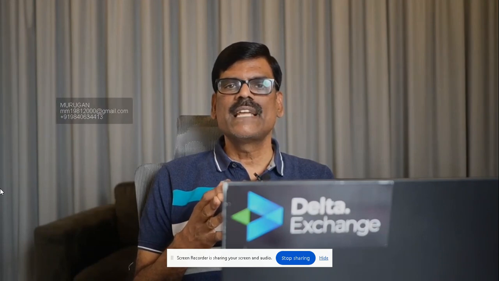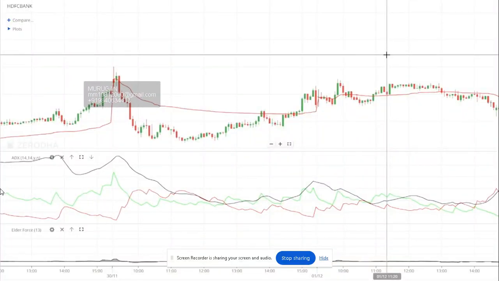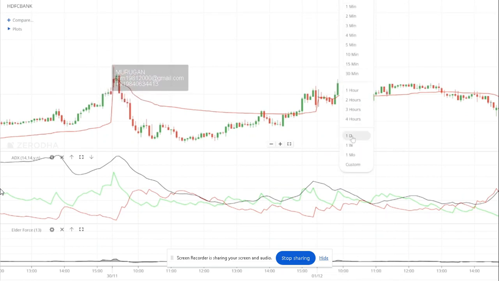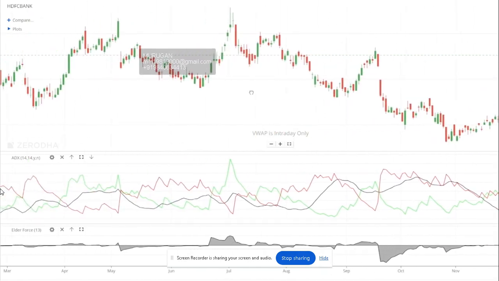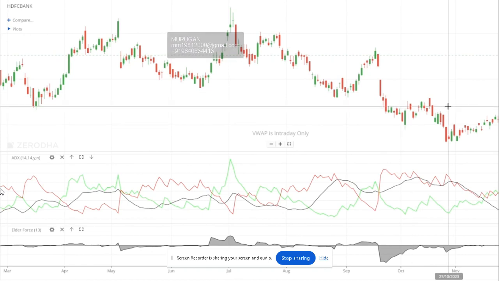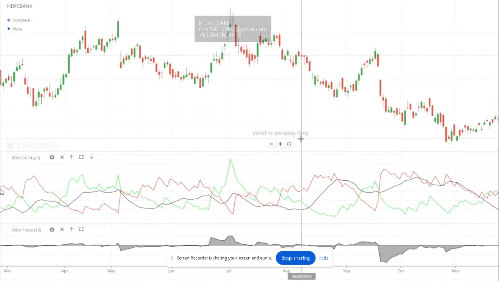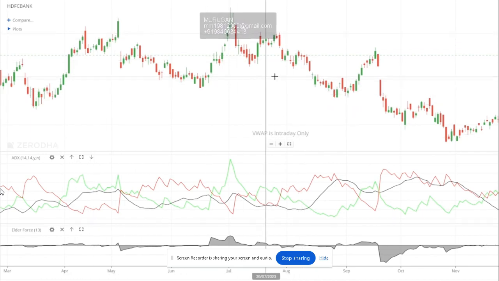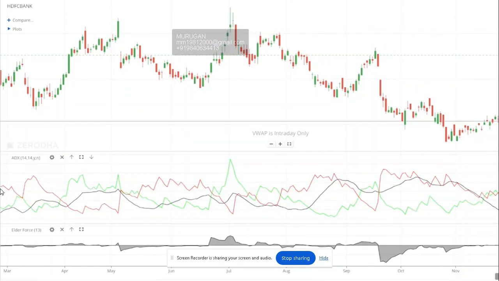Now, can we use the same thing even for positional trading? Yes, you can do that. For positional trading, instead of a 5-minute candle, you just choose a daily candle. But when you choose a daily candle, I don't know why the VWAP is not coming. I think Zerodha says VWAP is only for intraday. I don't know the rationale. But anyway, you can use the other two.